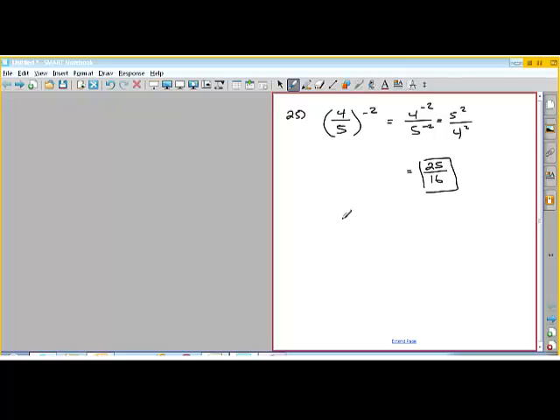The other option is to take the reciprocal of the original thing and then change the sign. And you get the same answer.